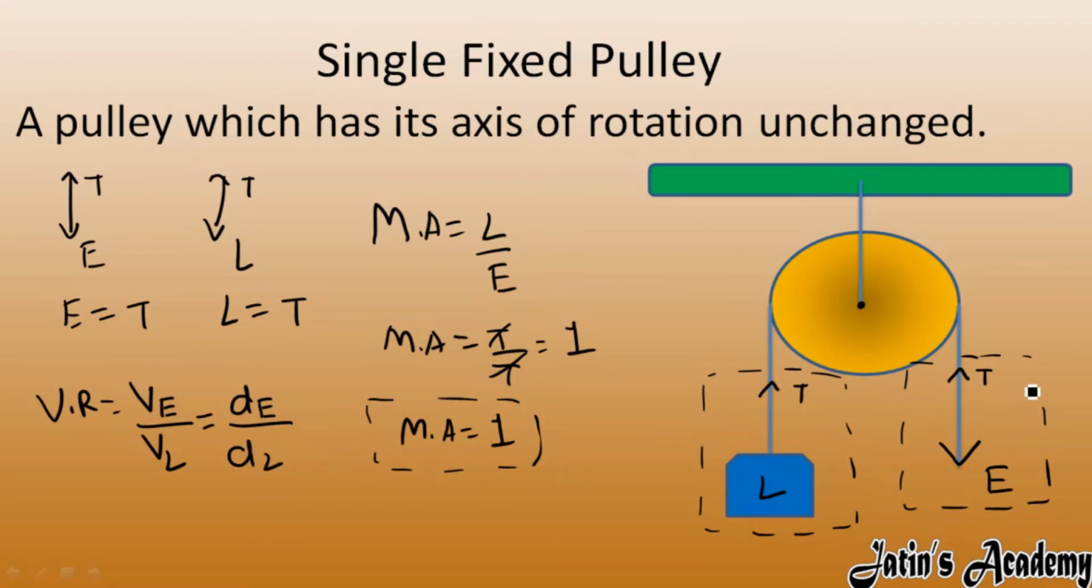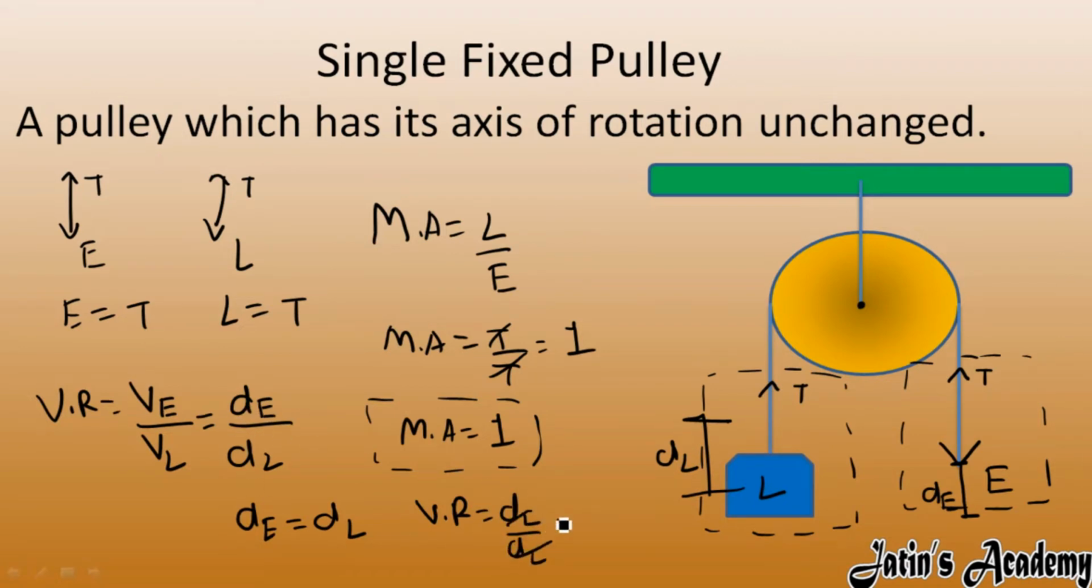Now carefully see, when this string is here and you move the string up to this point, this is the displacement of effort. So in the single fixed pulley, when the effort point is moving some distance, the load is also raised the same distance. It means that displacement of effort and displacement of load is the same for a single fixed pulley. So if they are the same, then velocity ratio, put dE by dL, we got as 1. So mechanical advantage we got as 1 and velocity ratio we got as 1.